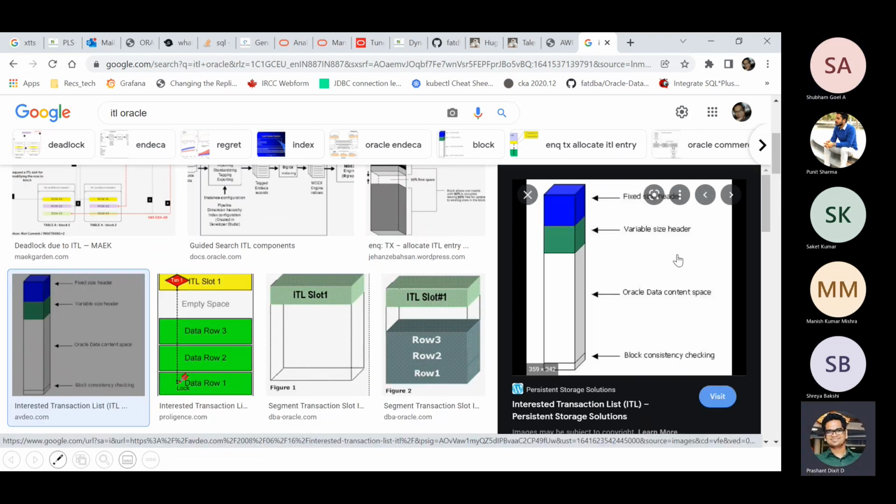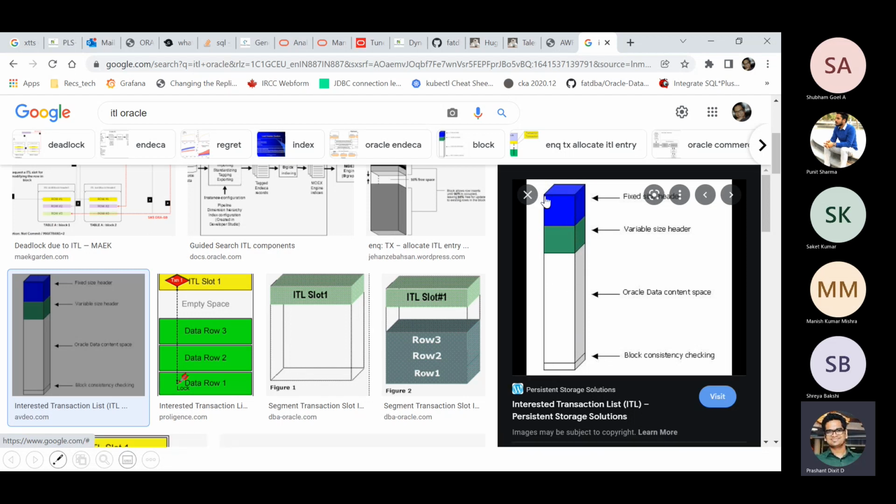Okay, now if you are familiar with the architecture or the structure of a data block, that's how it's actually created. The first part of the block at the very top is a fixed area, or what we call the fixed header. Then comes what you are seeing right now in green color, the variable size header, right? Next comes the Oracle data content space, and that's where the real rows are saved or housed, right?